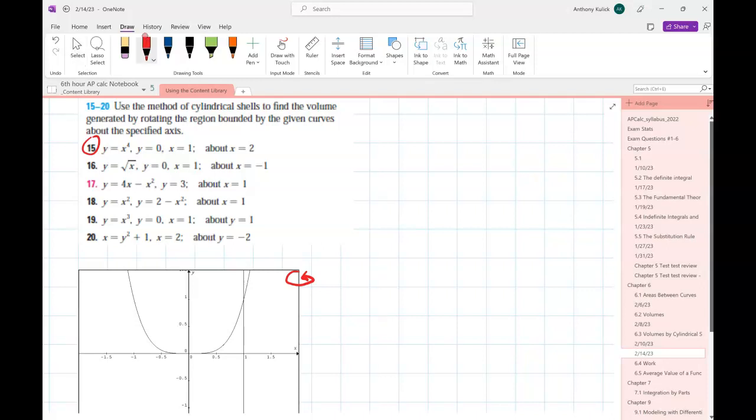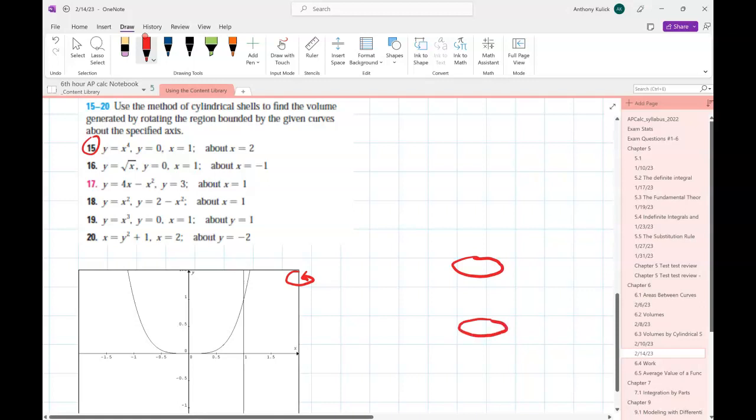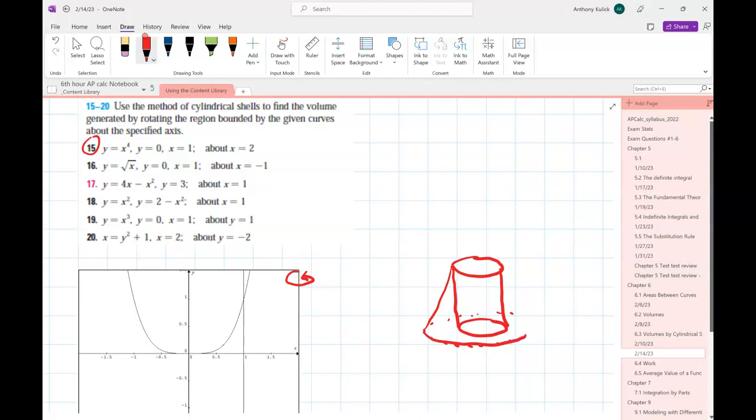So what does this look like? Well, it's going to be like a pipe, where the outside of the pipe is like doing one of these. Does that visualize that?